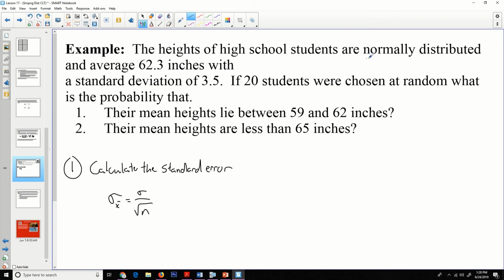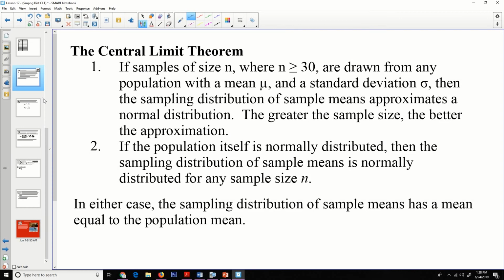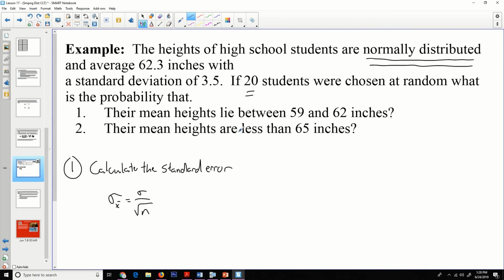Now, we absolutely need to know the fact that this is normally distributed because our sample size is only 20. So if we go back to that central limit theorem, we can use it if the population is normally distributed or if the sample size is greater than 30. Either one counts. So in this case, since it is normally distributed, our sample size of 20 still allows us to do that. So we're going to go 3.5 and divide that by the square root of our sample size, which is 20. I calculated this off to the side already, and it comes out to be 0.7826. That is our standard error.